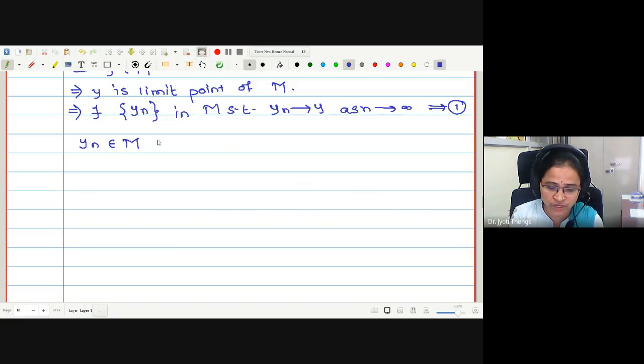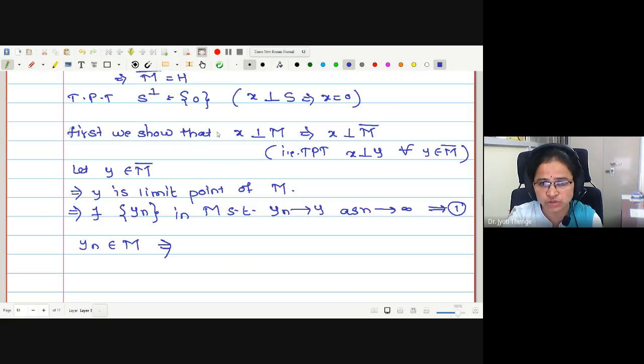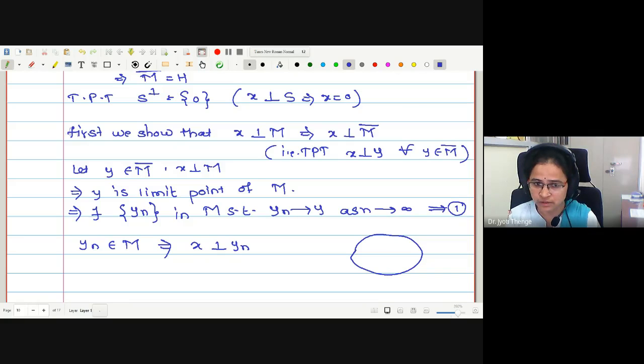Now, Yn we have selected from M. Yn is an element of M. But what is the assumption we have made? X orthogonal to M implies X is orthogonal to M bar. Therefore, let Y belong to M bar, and X is orthogonal to M. Therefore, if X is orthogonal to M, and Yn is an element of M, may I say X is orthogonal to Yn also?